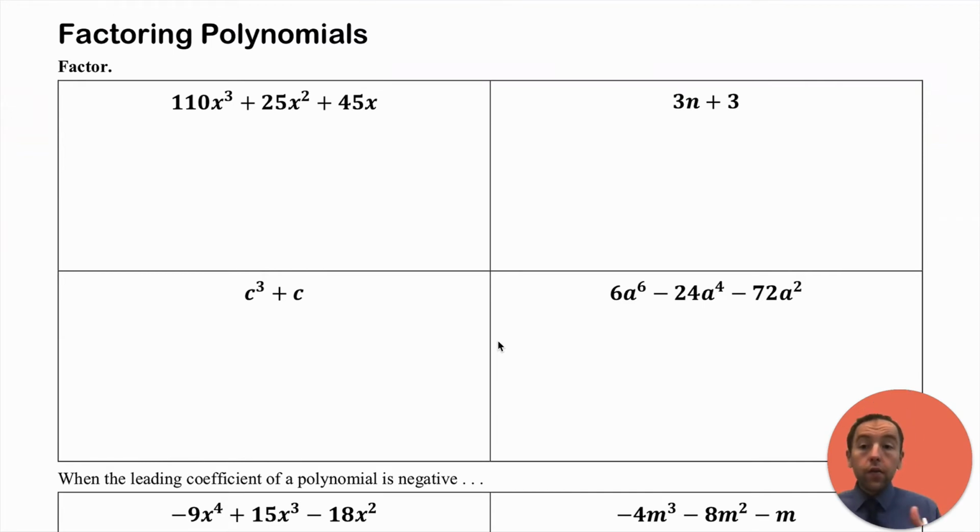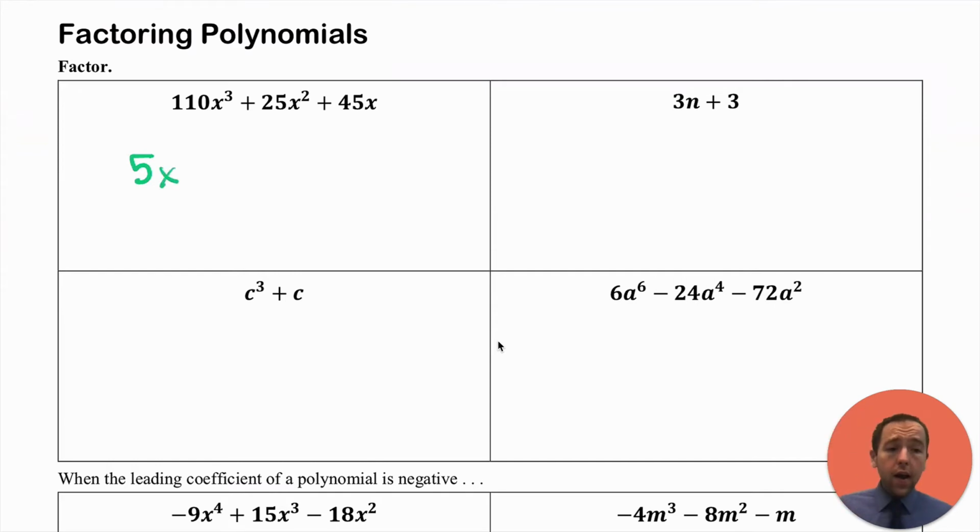So with this very first expression here, we have 110x to the third plus 25x squared plus 45x. What you're going to want to examine first of all is what common factor there is that's the greatest that you can factor out. Of 110 and 25 and 45, it does turn out that 5 is something that they're all divisible by, and it's actually the largest. So you're able to take out a 5, and then also comparing x to the third and x squared and x, you can also take out an x.